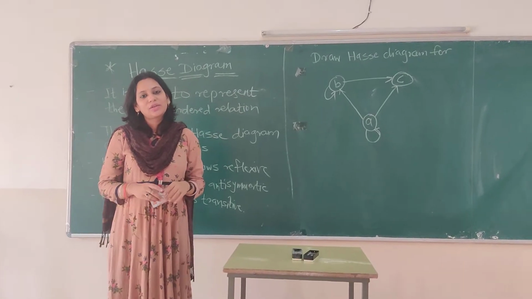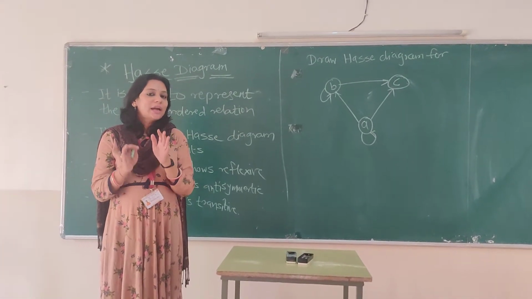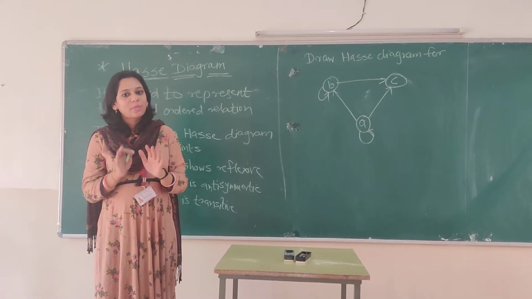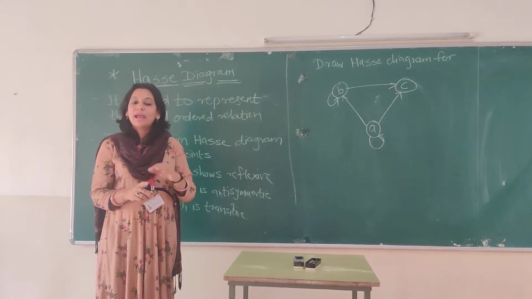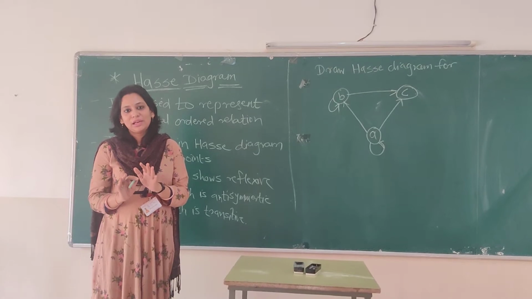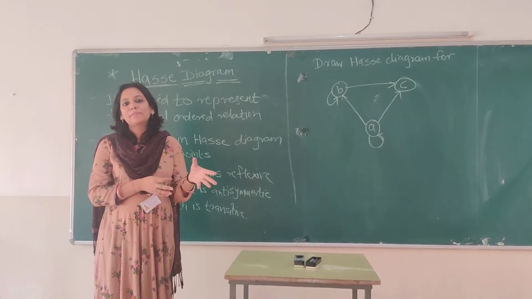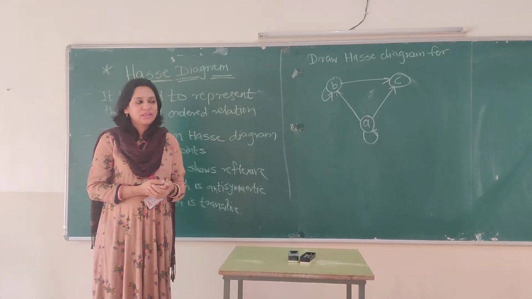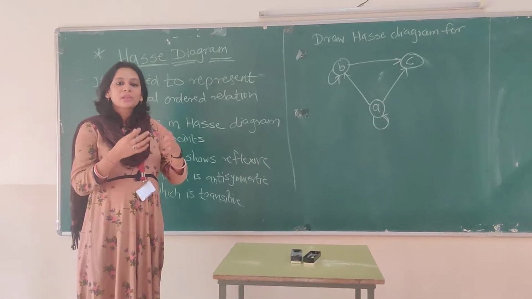And what was the partial order relation? Whatever relation we are having, if that relation satisfies the property of reflexive, antisymmetric and transitive, then we used to say that that is the partial order relation, which we have seen in our last videos as well. The examples we have seen and the concepts we have seen. So the Hasse diagram is related to partial order relation.